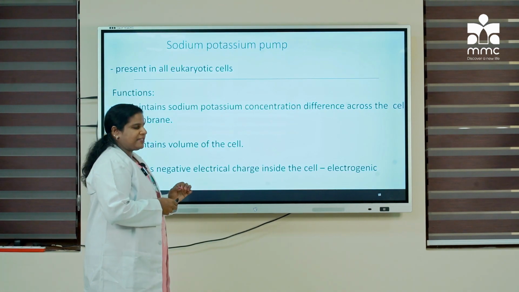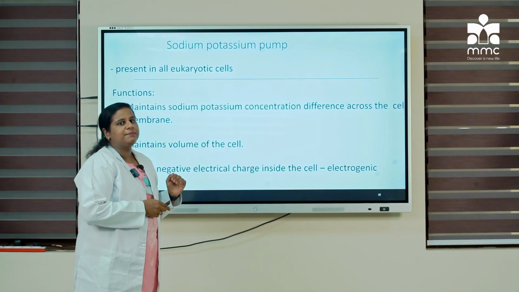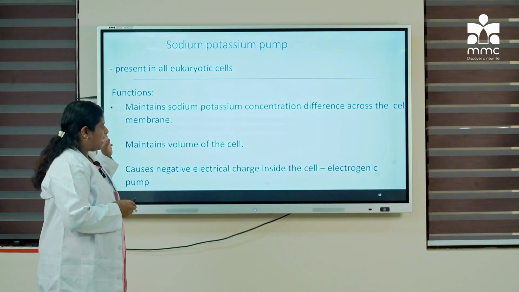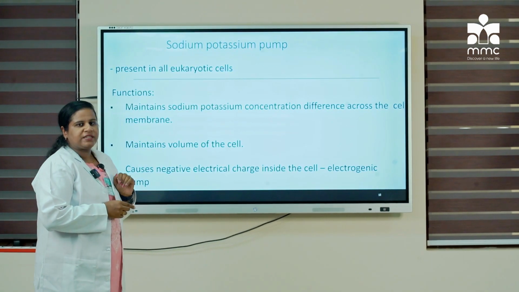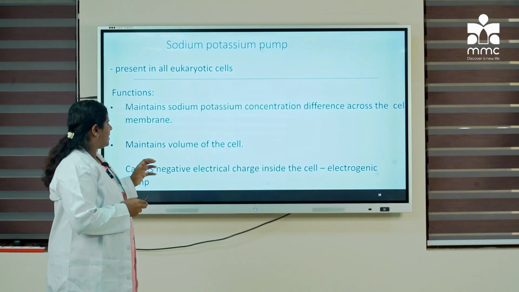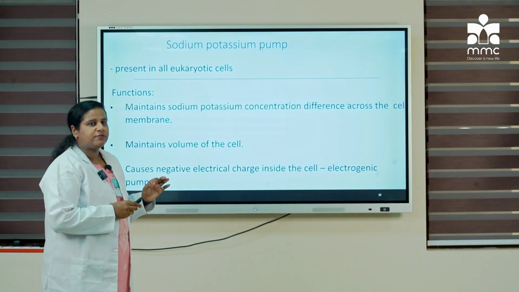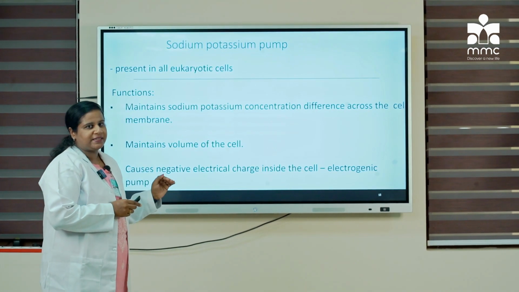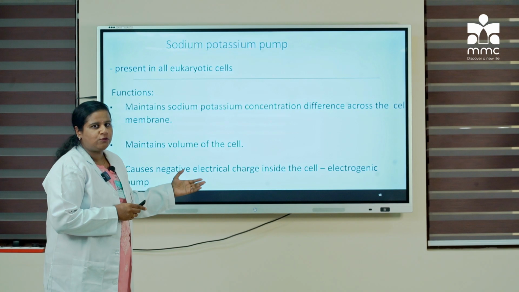So the sodium potassium pump, as we have already seen, is present in all the eukaryotic cells, and its functions are that it maintains the sodium-potassium concentration difference across the cell membrane, it helps in maintenance of the cell volume, and it causes electronegative charge inside the cell. Therefore it is called an electrogenic pump.